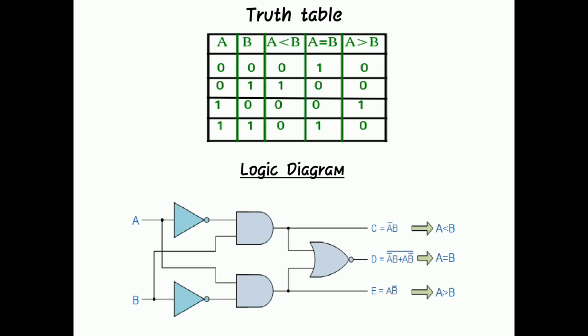If you can see the logic diagram here, we have A and B, and we are using the NOT gate, AND gate and the XOR gate, where C is equal to A bar B, D is equal to A bar B plus AB bar, and E is equal to AB bar. We are giving here just the symbols C, D, E.